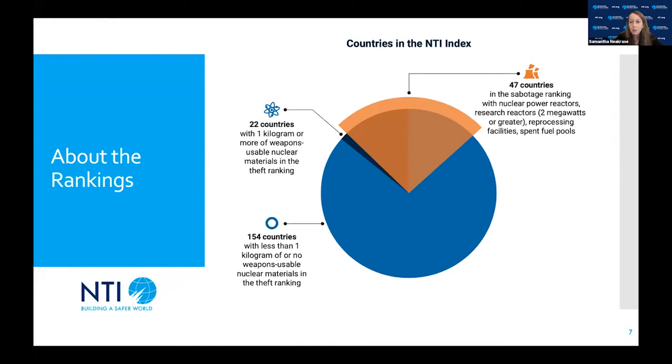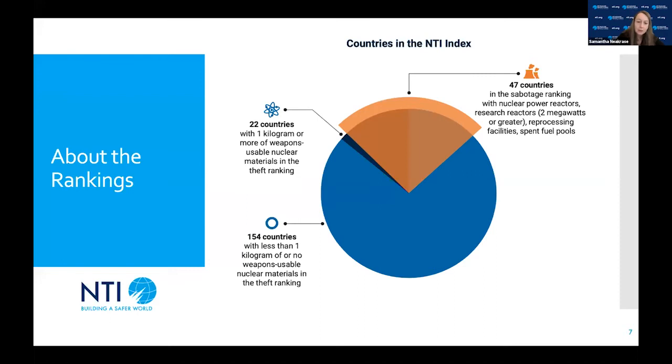We also look at 47 countries that have certain types of nuclear facilities where an act of sabotage could lead to a significant radiological release. Those include nuclear power plants and research reactors. And in the case of Africa, for this particular ranking, those 47 will include Algeria, Egypt, Morocco, and South Africa.